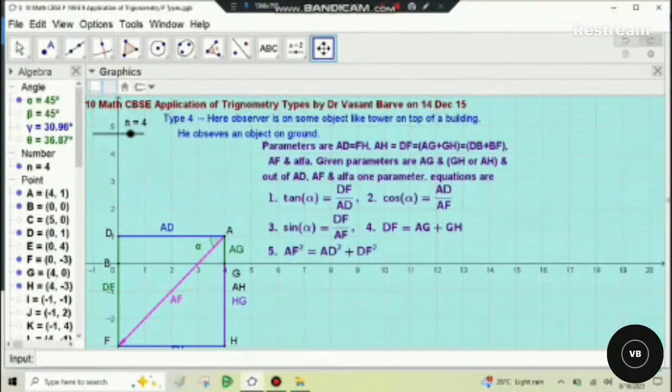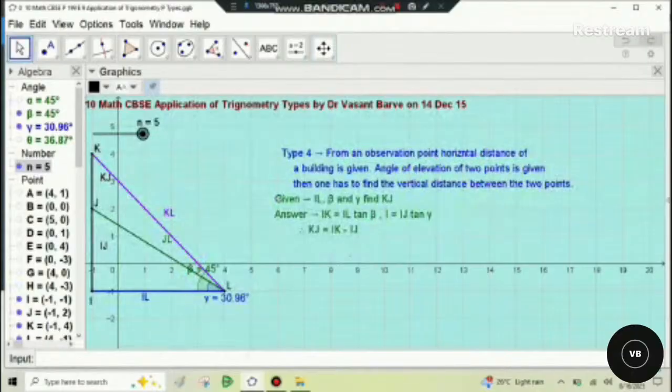So the observer is on the same level. The parameters are AD is equal to FH, AH is equal to DF, and so on. This is how it's possible for you to split this in two parts. So this is some building you can imagine, and the person is at some height here, maybe he has some tripod or whatever it is, or on the building there is some small tower and the observer is here. So this is how it's possible for you to work out the problem. Next we'll see.